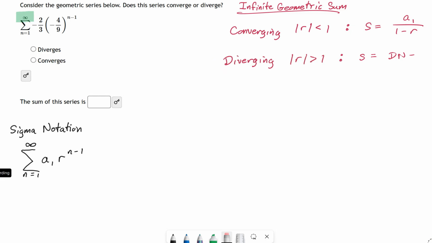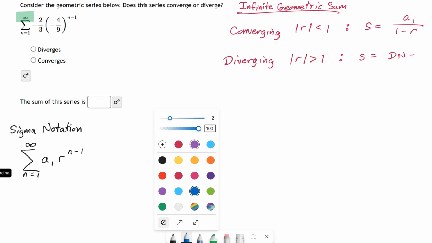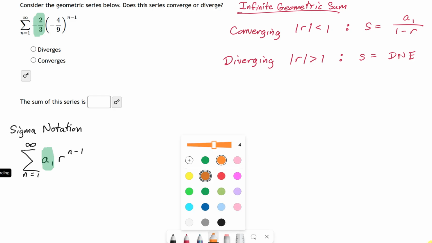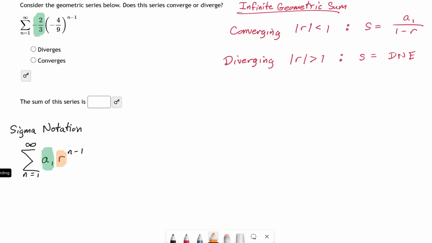Can't do this one. So we're going to first establish, are we dealing with a converging case or a diverging case? And the way you figure that out is you look at the sigma notation, right? This is the shorthand for how mathematicians write these geometric sums. And you can see there's two things in this. There's the A1 value, which is right here. Let me get rid of that other guy. And then there's the R value, which is right here.